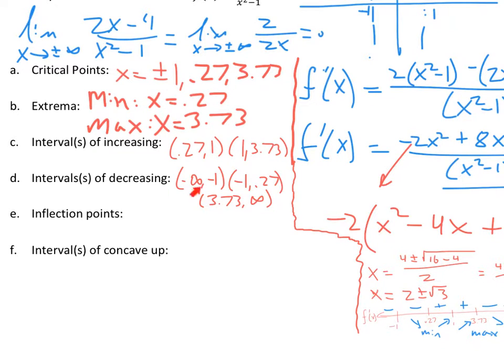And there we go. We got our intervals of increasing. Those are our positive first derivative. Intervals of decreasing, that's our negative first derivative. Inflection points and concave up, that's our second derivative. So let's get into that real quickly.